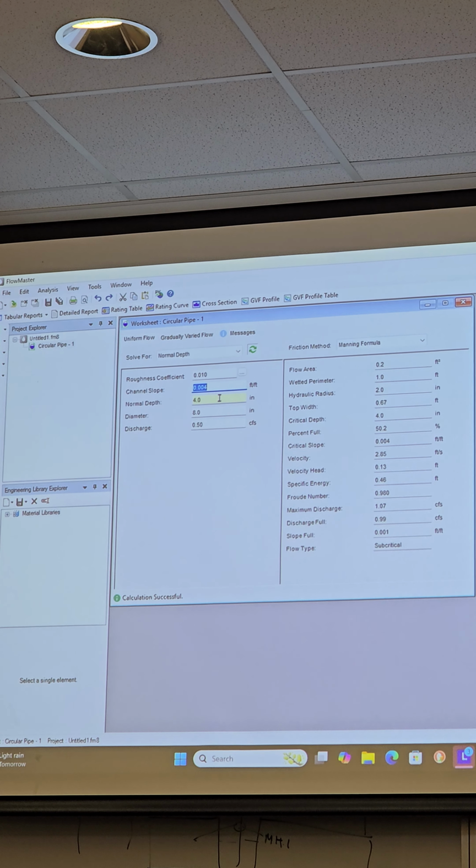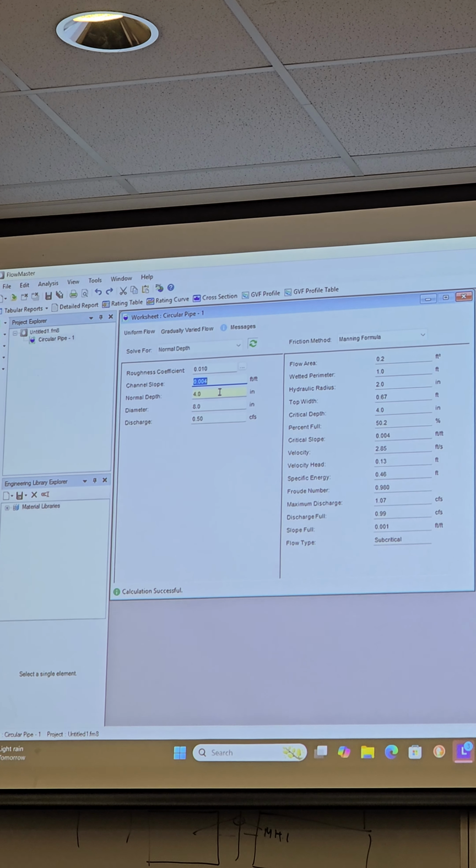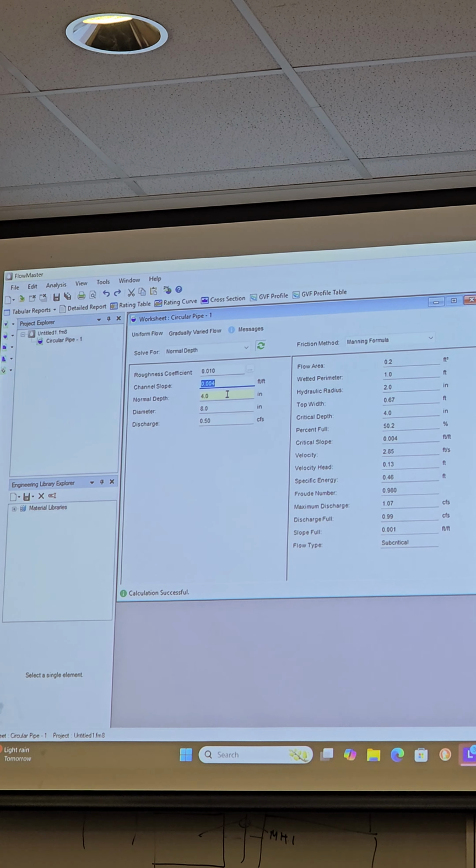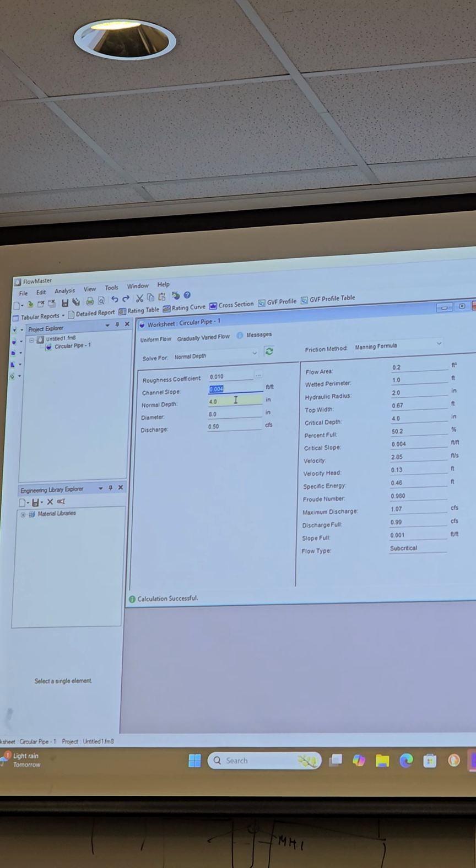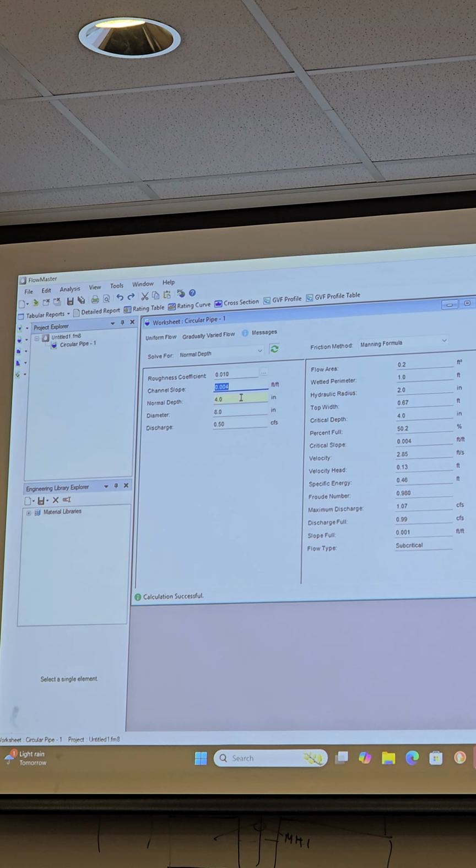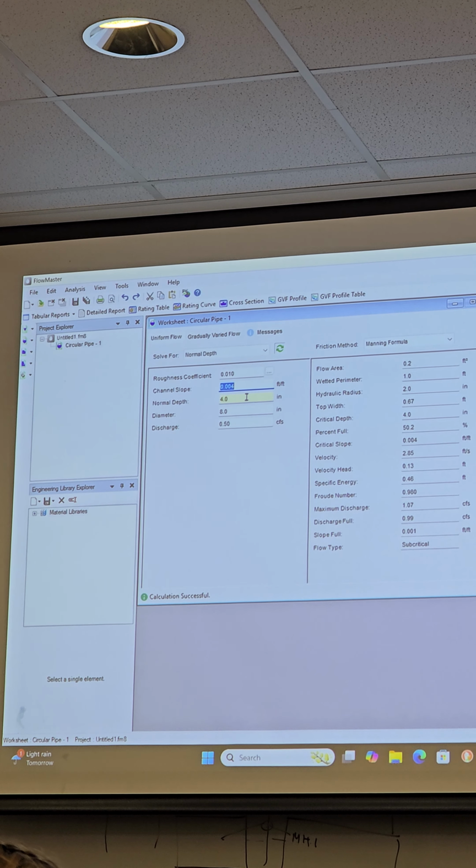So for that segment, is that pipe sized okay? Do I need to make it bigger, smaller? Can't make it smaller, so 4 inches is good because it's less than 75%, right?